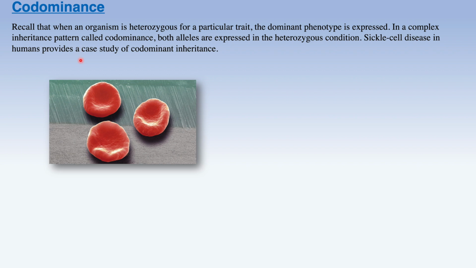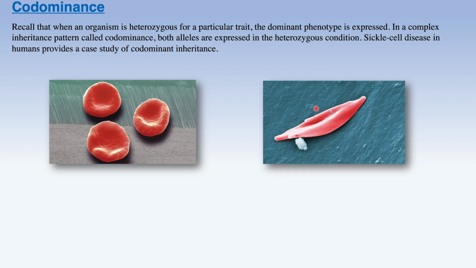This is the shape of a normal red blood cell. And this is the shape of the sickle-cell RBC. Actually, this is a heterozygous genotype. This person who has sickle cell disease with a heterozygous genotype carries both the normal one and the sickle shape. This is a codominance inheritance.